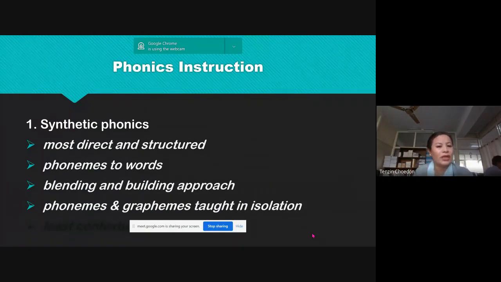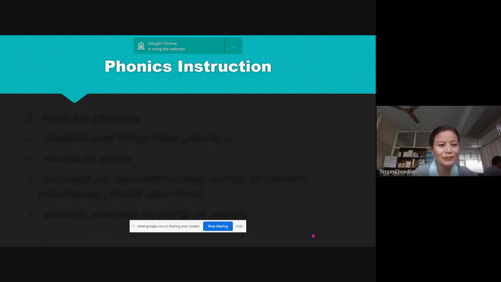Synthetic phonics is the most direct and structured, where the instruction moves from phonemes to words, from the smallest unit to the bigger one. So it is a blending and building approach, with phonemes and graphemes taught in isolation. This is the least contextualized, though it is the most structured compared to the other approaches to phonics instruction.